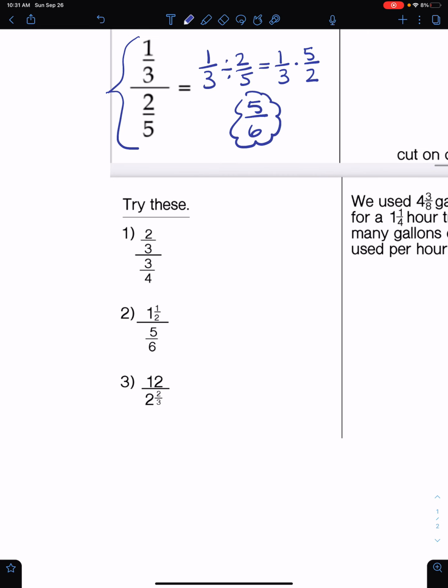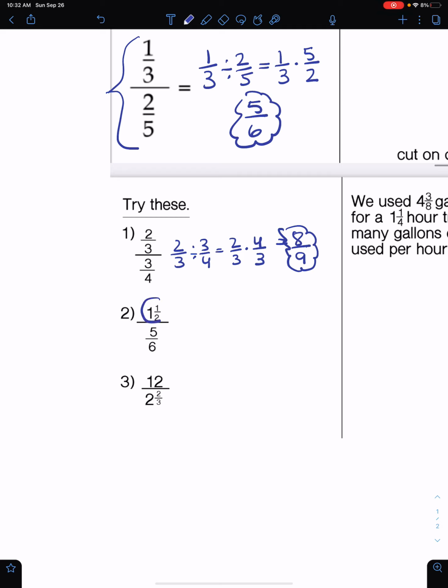So it's a fraction made of fractions, but we're remembering that it's just a division problem. So let's look at this example number 1. We have 2/3 over 3/4. So we remember that that's 2/3 divided by 3/4, which is 2/3 times the reciprocal. And then anytime you can do cross-canceling, you should, but in this case, I cannot do any cross-canceling. I'm just going to get 8/9.